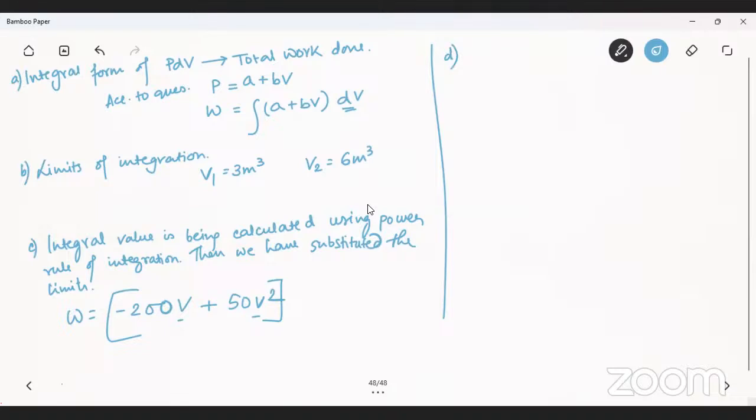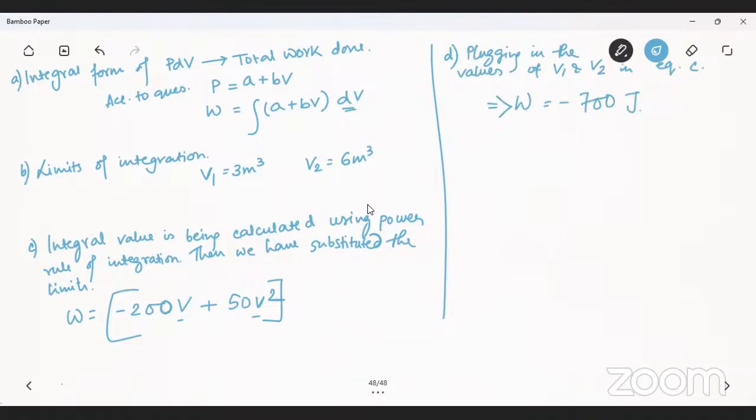Then plugging in the values of V1 and V2 in equation C, we get W is equal to minus 700 joules. Okay, so this is the basic form.